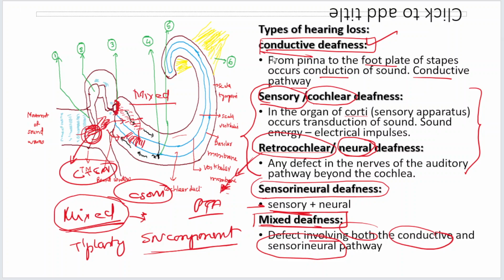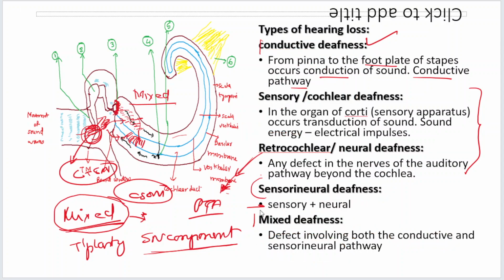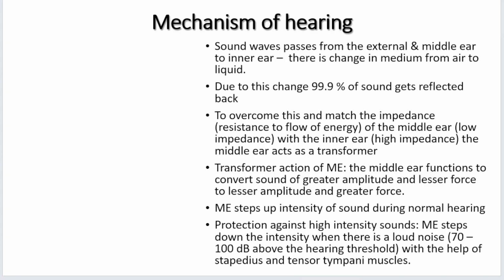So what is it? Types of hearing loss. One is conductive, another is sensorineural, another is mixed. I have also given you some examples for that. Now coming to mechanism of hearing. Till now, what we were talking about was basic. Now we are coming to the real thing.